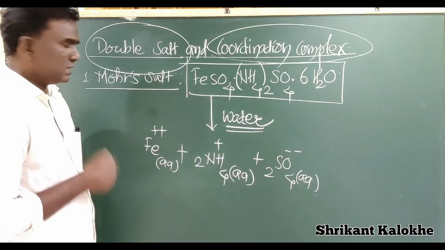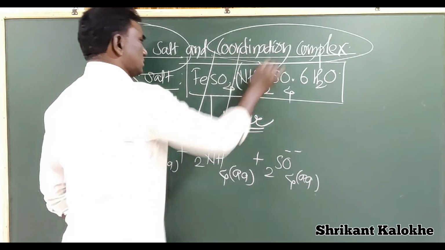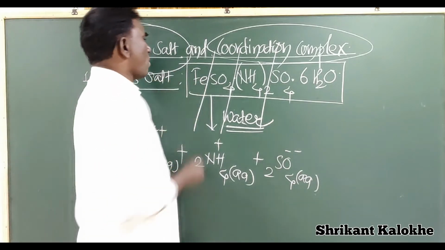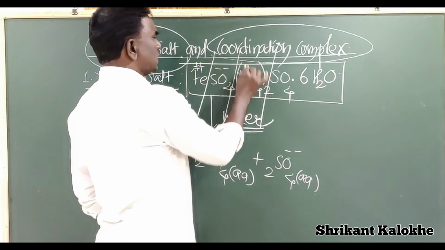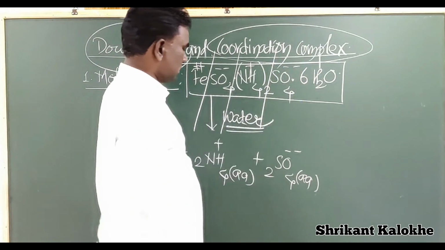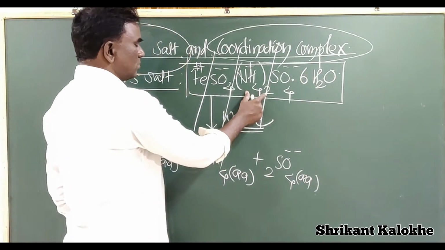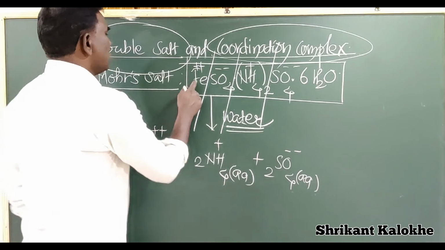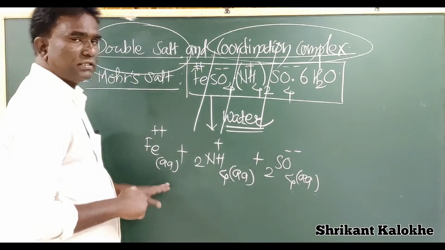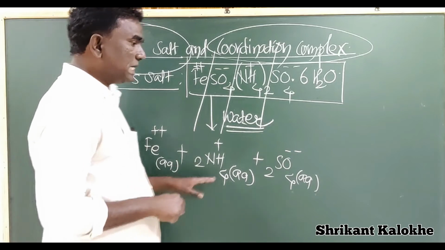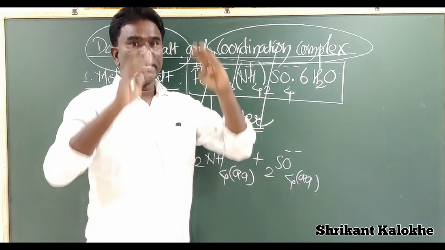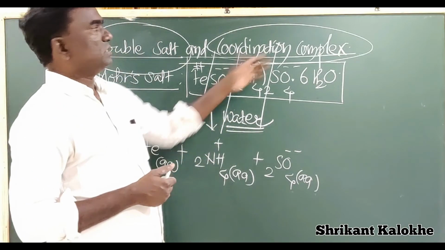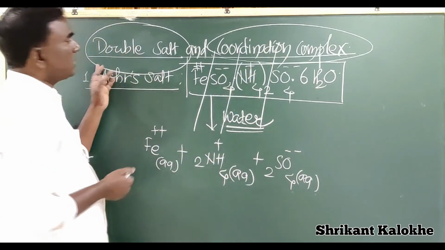You can see that here all counter ions in this compound are separated in their individual form. Fe++, SO4--, NH4+, SO4--. So 2 NH4+ ions, 2 SO4 ions, and 1 Fe++ ion. That means none of the ions is in the coordination sphere or bonded by a coordinate bond. Therefore, it is not a coordination complex, it is a double salt.